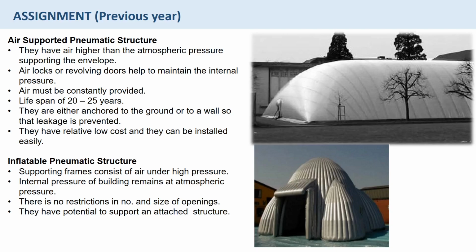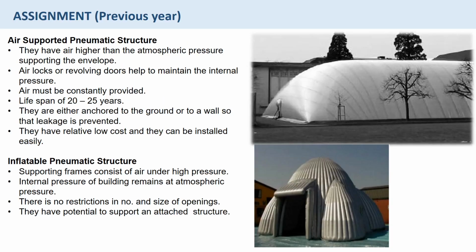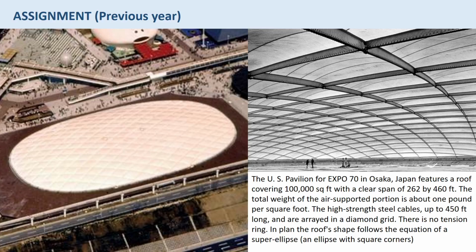Then what is inflatable pneumatic structure? So supporting frames consist of air under high pressure. The internal pressure of the building remains at atmospheric pressure. There are no restrictions in number and size of openings. They have potential to support an attached structure. So the answer is: US Pavilion Expo 70 is an example of inflatable pneumatic structure.